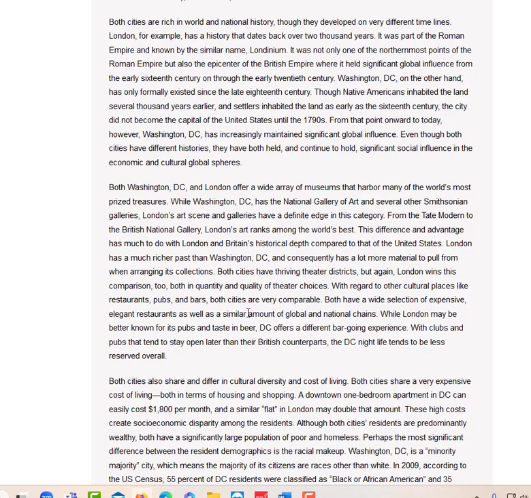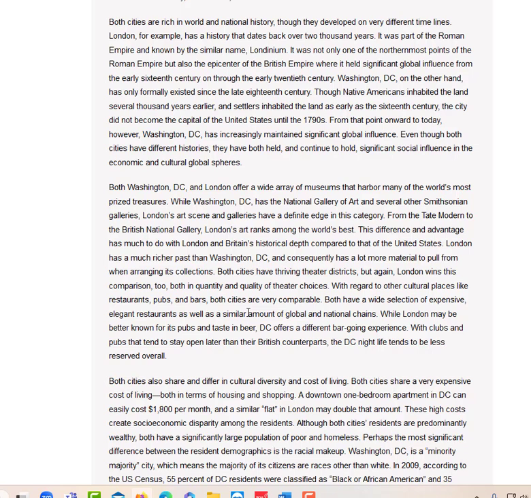London has a much richer past than Washington and consequently has a lot more material to pull from when arranging its collections. Both cities have thriving theater districts. But again, London wins this comparison too, both in quantity and quality of theater choices. With regard to other cultural places like restaurants, pubs, and bars, both cities are very comparable. Both have a wide selection of expensive, elegant restaurants, as well as a similar amount of global and national chains.